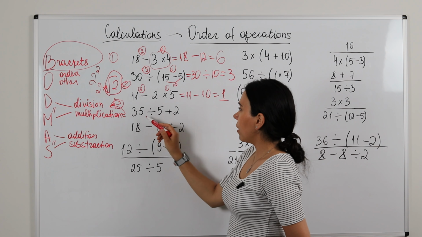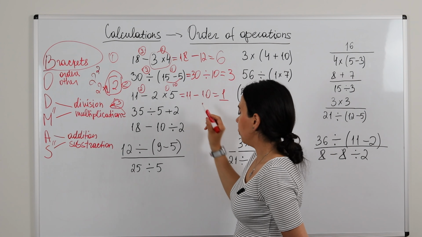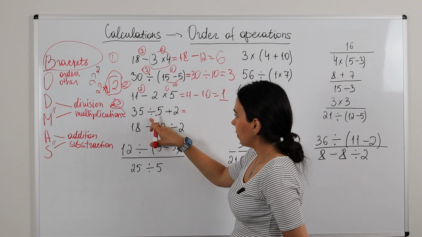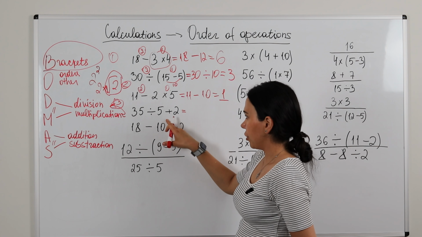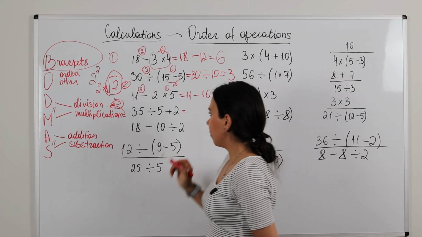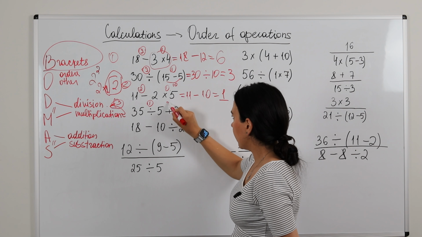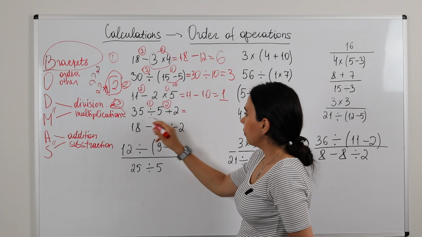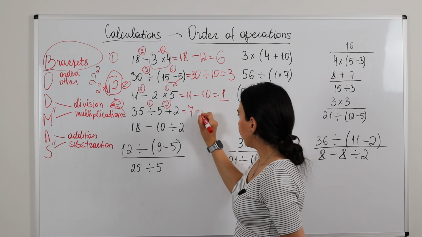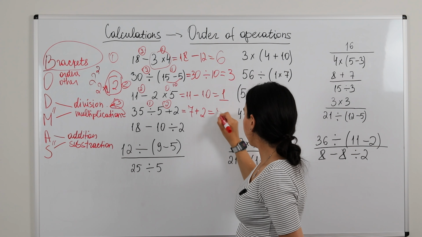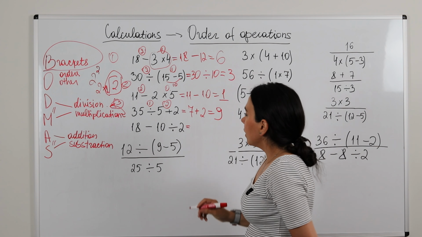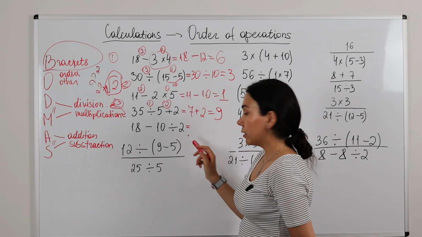Next, 35 divided by 5 plus 2. Well, let's look at BODMAS. What do we have? Division. What else do we have? Addition. Division comes first before the addition, which would mean that we do the division first and addition next. 35 divided by 5 equals 7, and 7 plus 2 equals 9. Correct? Next, here we have 18 minus 10 divided by 2.